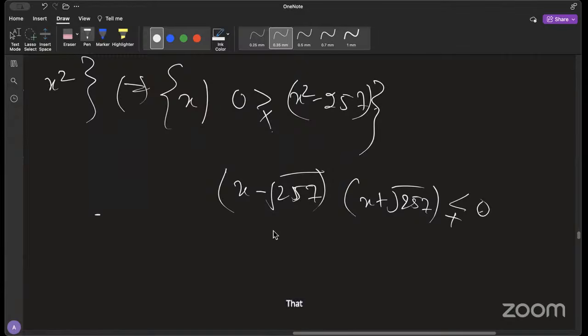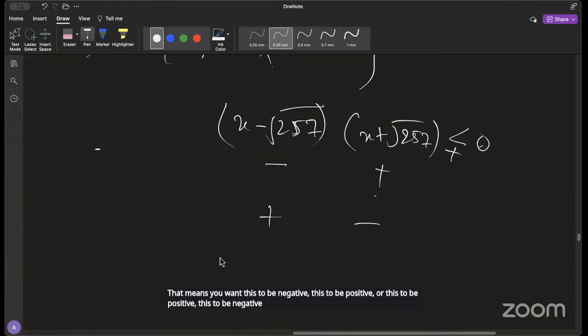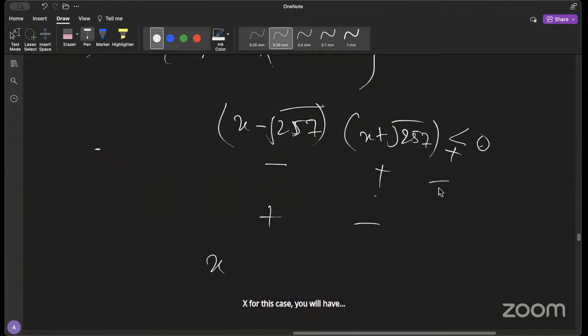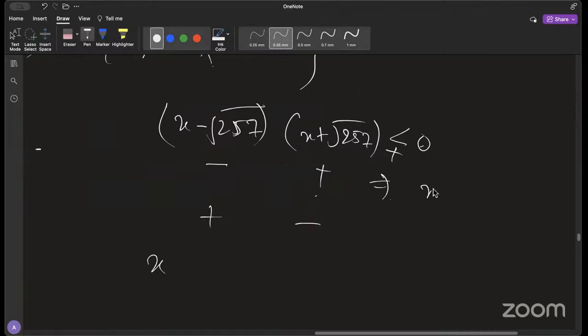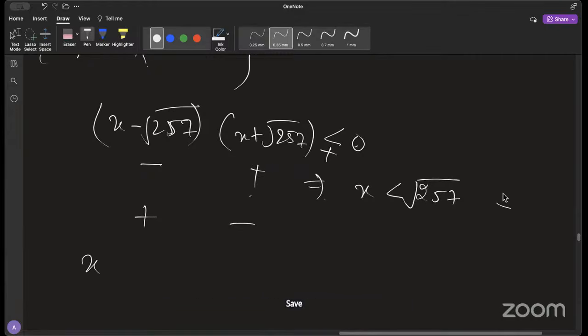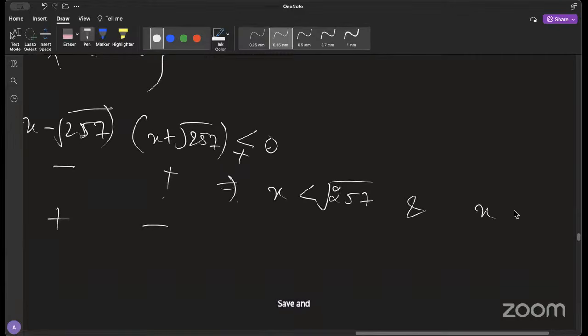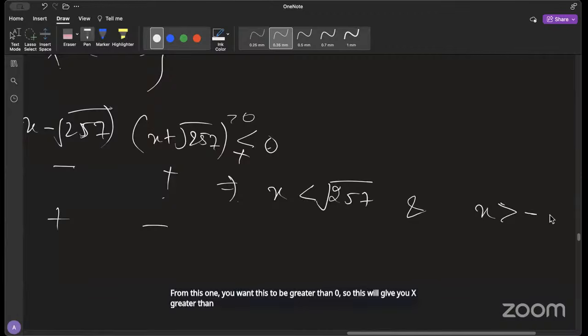That means you want this to be negative, this to be positive, or this to be positive, this to be negative. Let's do this one. That means for this case, you'll have x minus square root of 257 less than 0. That means x less than square root of 257, right? And from this one, you want this to be greater than 0. So this will give you x greater than minus square root of 257.